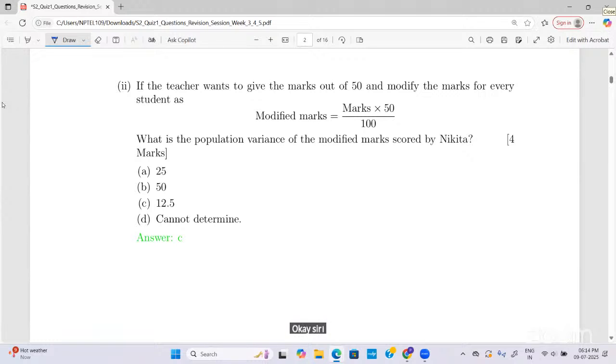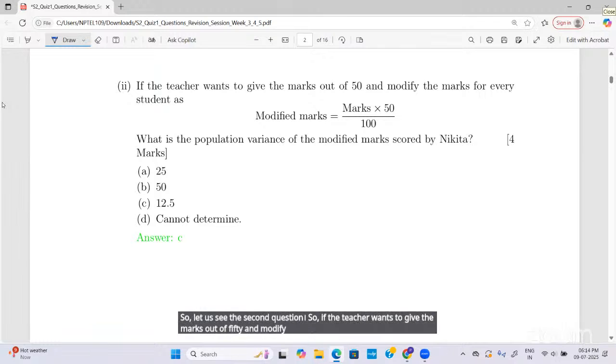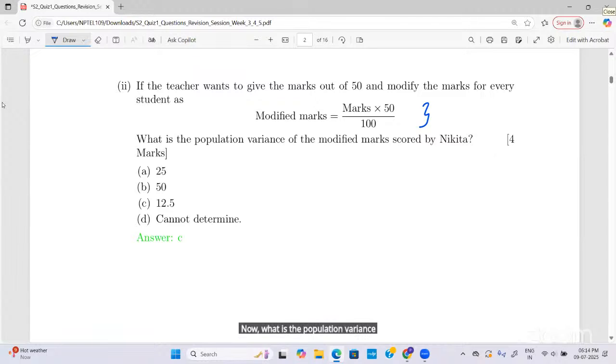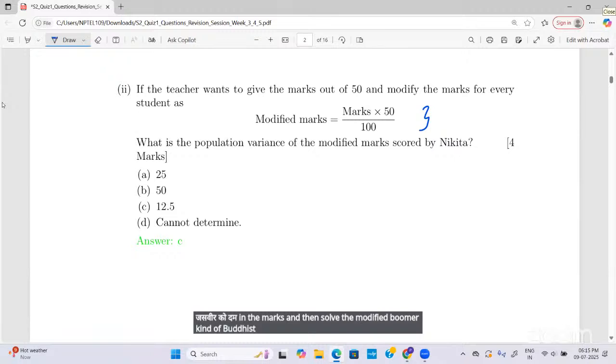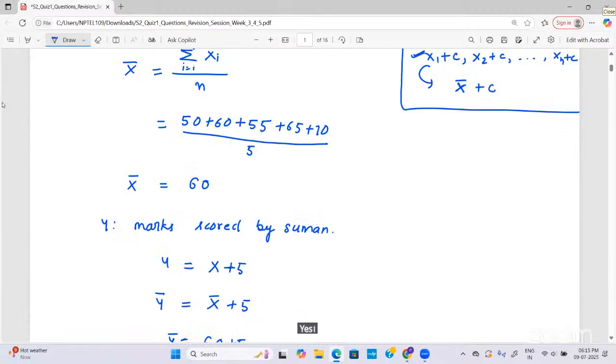Okay, so let's see the second question. If the teacher wants to give the marks out of 50 and modify the marks for every student according to this formula, what is the population variance of the modified marks scored by Nikita? So how will we solve this question? In this, we'll put the marks which are given and then solve for the modified marks by the formula. Yes. So the data is given to us.